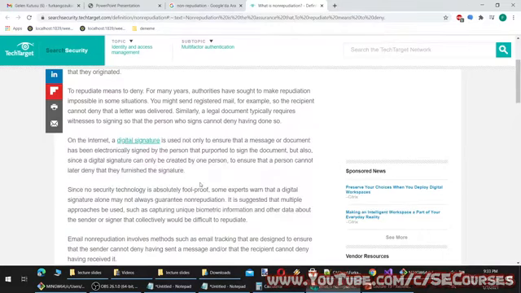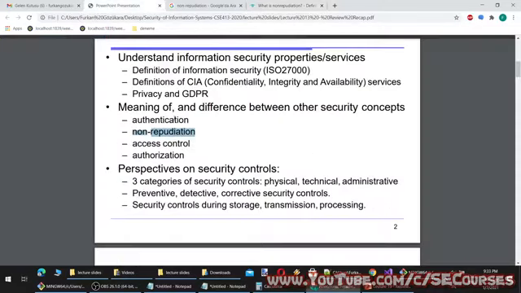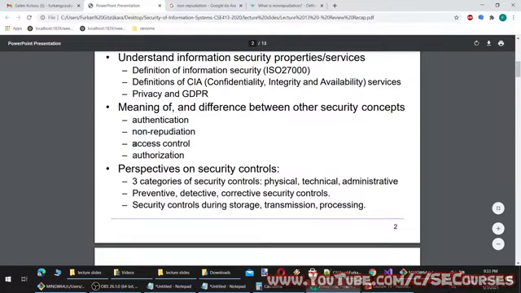On the Internet, a digital signature is used not only to ensure that a message or document has been electronically signed by the person that purported to sign it, but also, since a digital signature can only be created by one person, to ensure that a person cannot later deny that they furnished the signature. Let's continue. Access control and authorization.